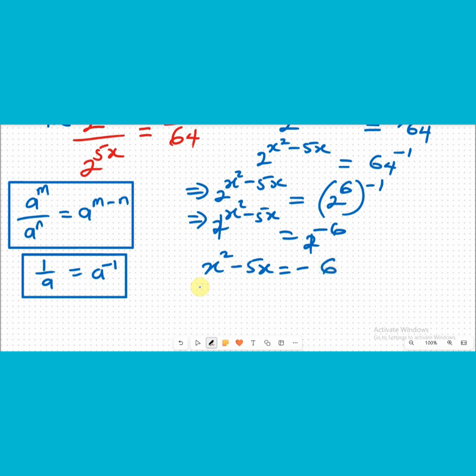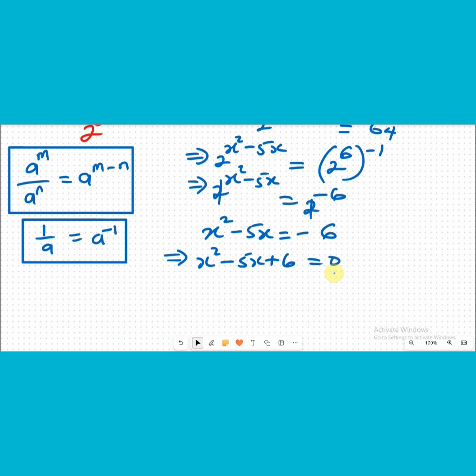This is a quadratic equation. It can be written as x squared minus 5x, then I'll move minus 6 across to the left hand side and it becomes plus 6, equal to 0. So now what do I need to do? I can solve using the factorization method, or the quadratic formula, or the completing the squares method. I'm going to use the factorization method.